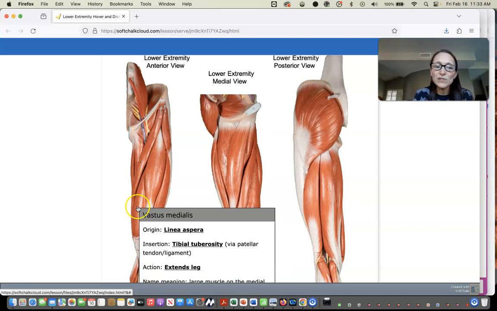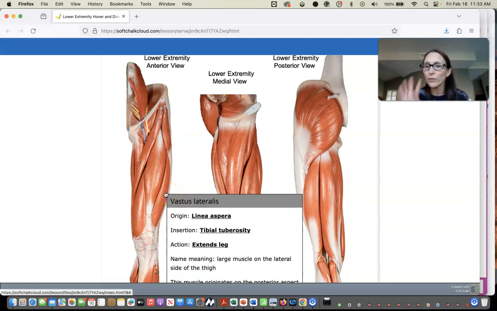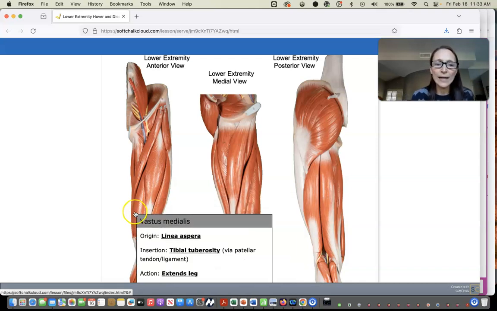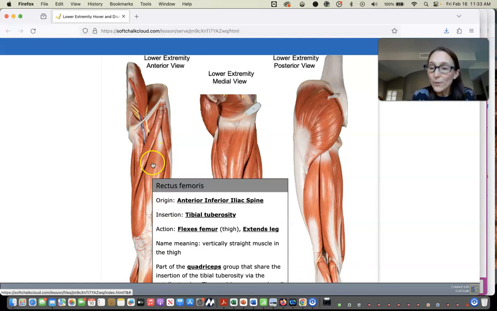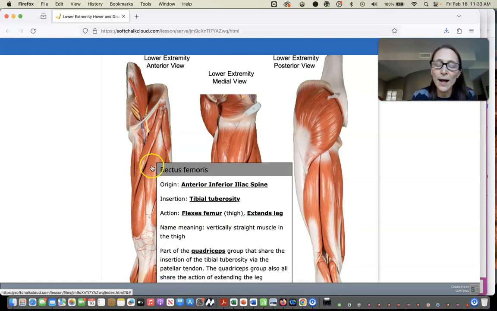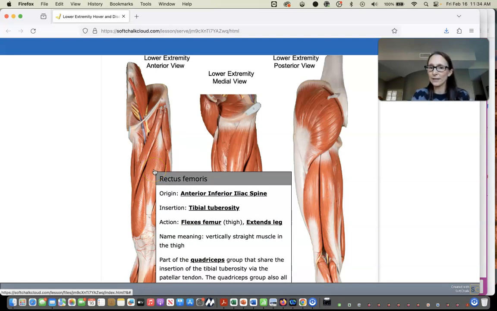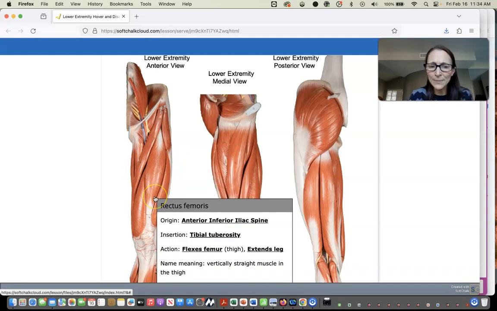And so those 4 muscles, you should know that those 4 muscles make up the quadriceps, or what we call the quads. So again, vastus medialis, vastus lateralis, and rectus femoris, and then the vastus intermedius underneath, okay? So all 4 of those muscles make up the quadriceps.